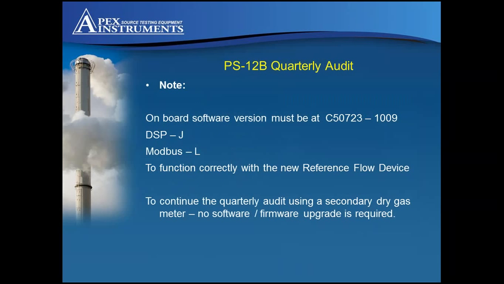On the quarterly audit, just a high note for our current users out there. If you want to use the reference flow device, or the AlleyCat that I showed earlier, you must be at software version C50723-109 or higher. If you're still using the secondary reference meter, there's no need to change your software. It works with all versions.